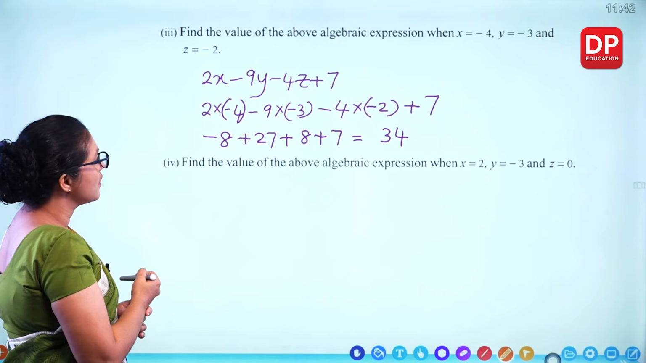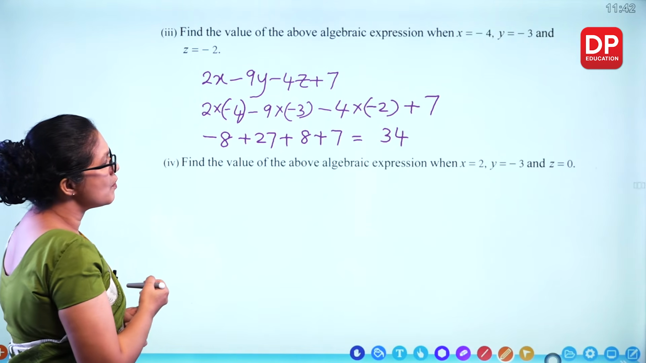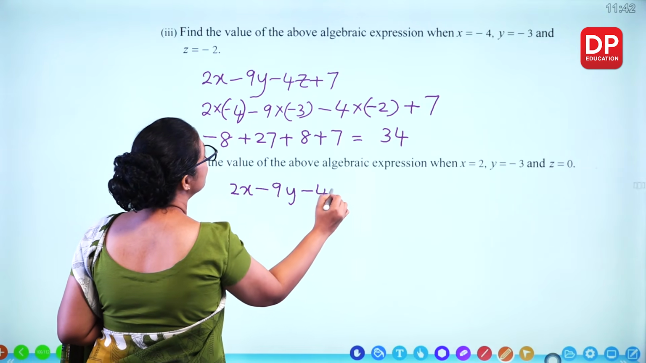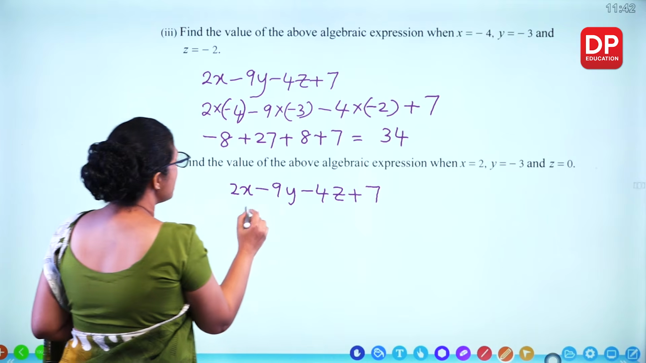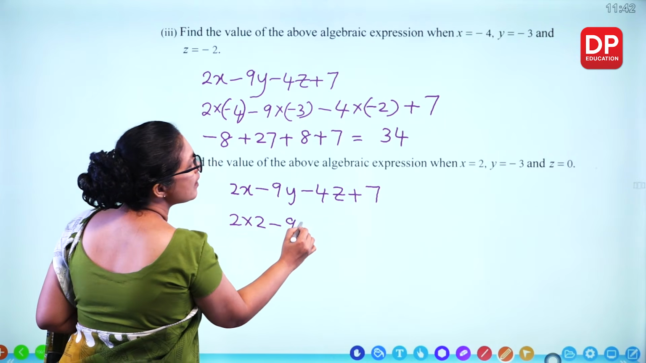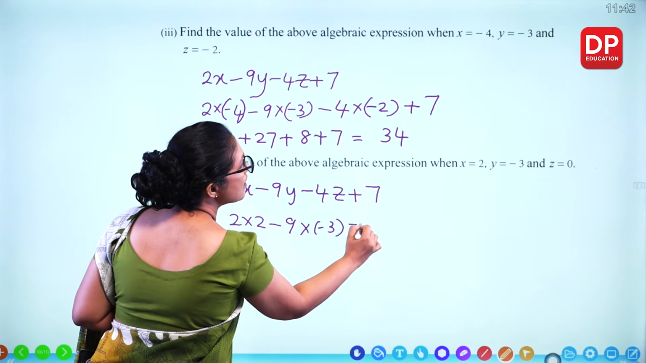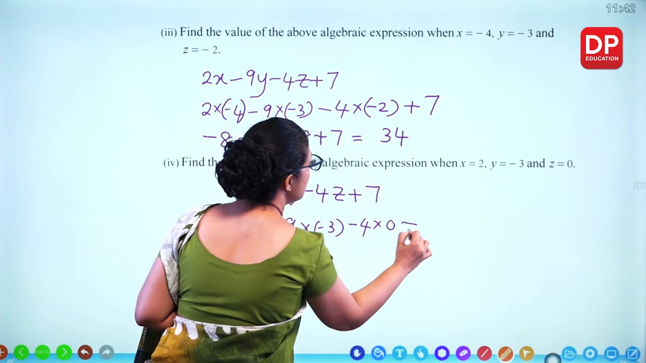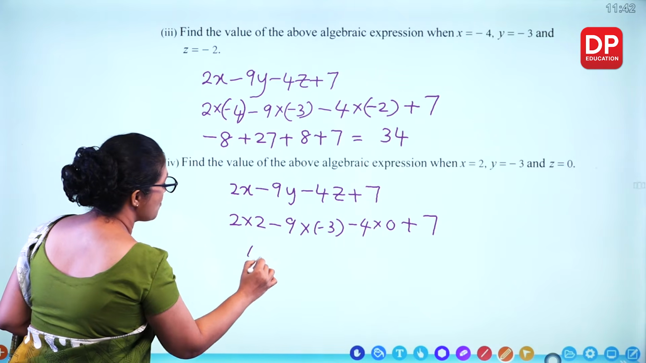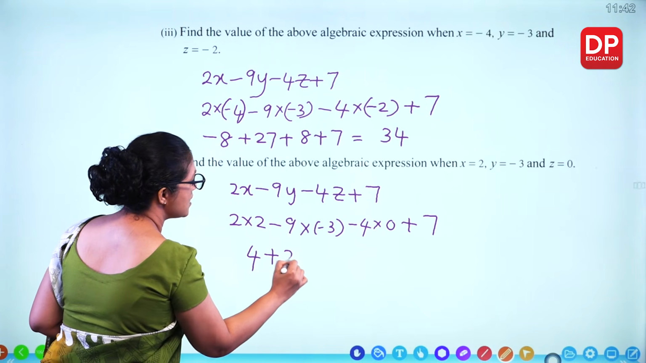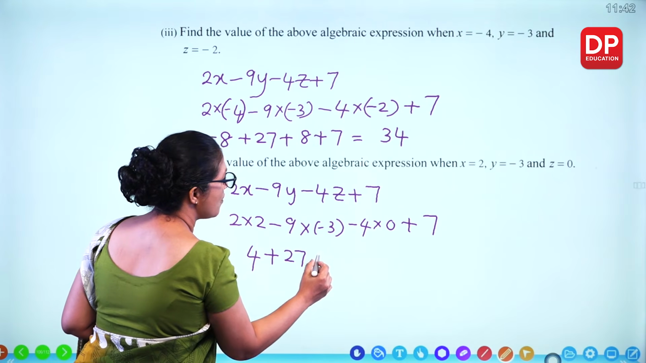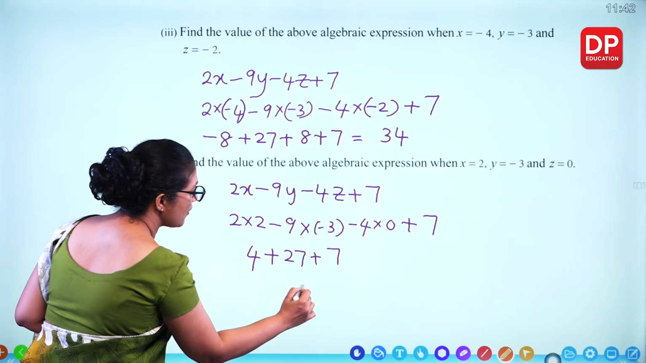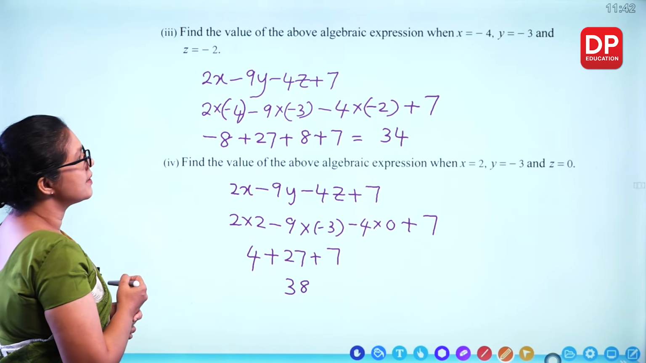34. Find the value of the above algebraic expression when x equals 2. Same expression. x equals 2. y equals minus 3. z equals 0 and here 7. 2 times 2, 4. Minus minus plus 27. 0 and plus 7. 11 plus 27. You get 38.